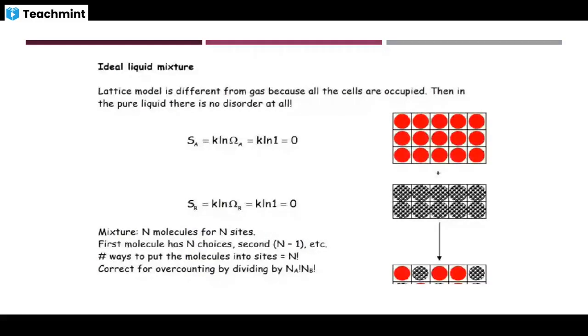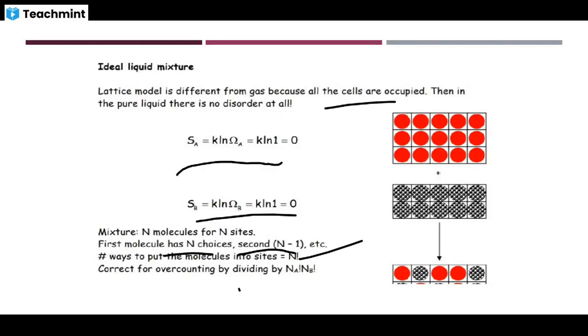Like that, for ideal liquid mixture, something is different, because in liquids all the cells are occupied. If you take a solvent, all sites are occupied in every site. So if you take a lattice model, all sites are occupied, and all sites occupied means the entropy of the initial solvent and the solute is zero. After mixing, the n molecules over n states: the first molecule has n choices, then the second molecule only has n minus 1 states. Like that, n into n minus 1 into n minus 2 and so on is nothing but n factorial.